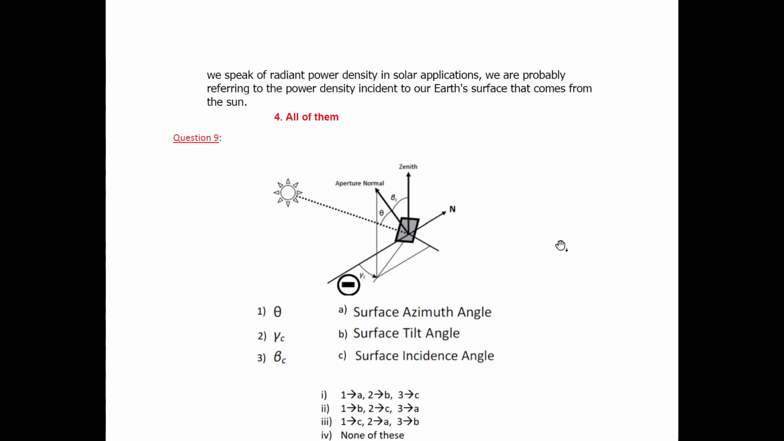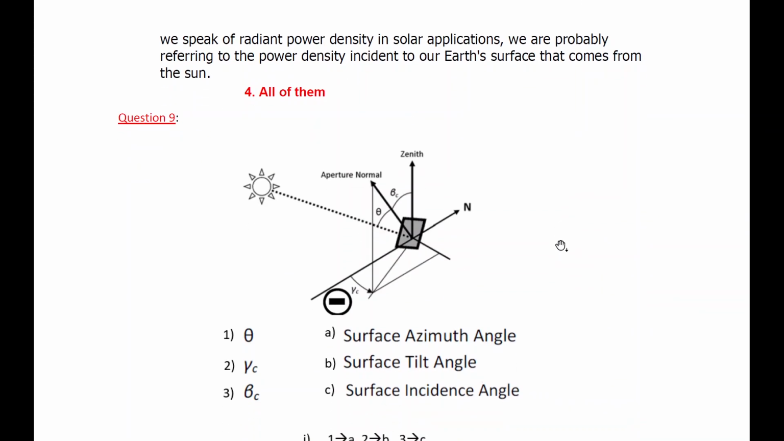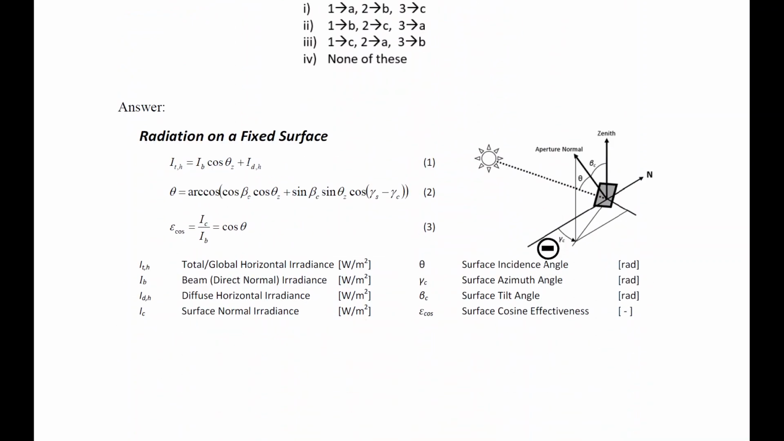Let me show you this figure. I've taken this figure from an English author's book. If I summarize, radiation on a fixed surface: I_TH is I_B cos theta_z plus I_DH, where this is the horizontal irradiance, this is the beam irradiance, this is the diffuse horizontal irradiance, and this is the surface normal irradiance. I'll share this video. You should know all these equations also.